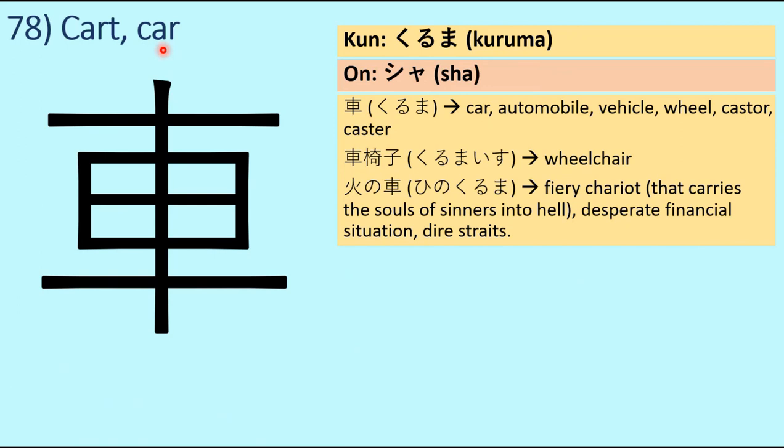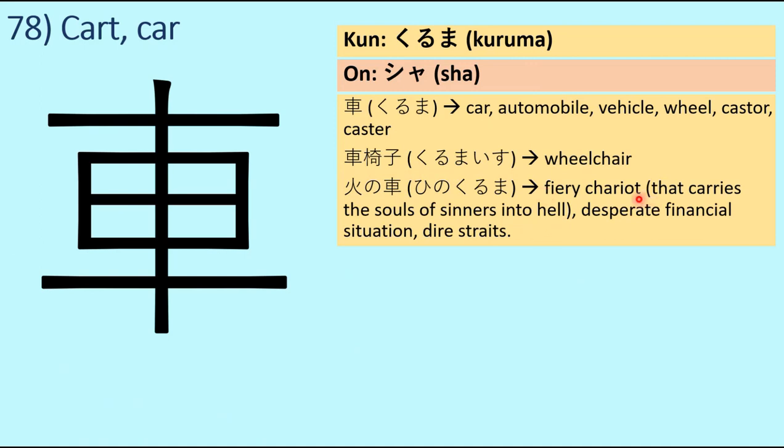Then we have kurumaisu. Kurumaisu is wheelchair because kuruma represents the wheel and isu is chair. So it's wheelchair, kurumaisu. That means a chair that has wheels. Then we have hi no kuruma. Hi, as we know, represents fire. So a car made up of fire. So the meaning is actually fiery chariot, the chariot that carries the souls of sinners into hell.